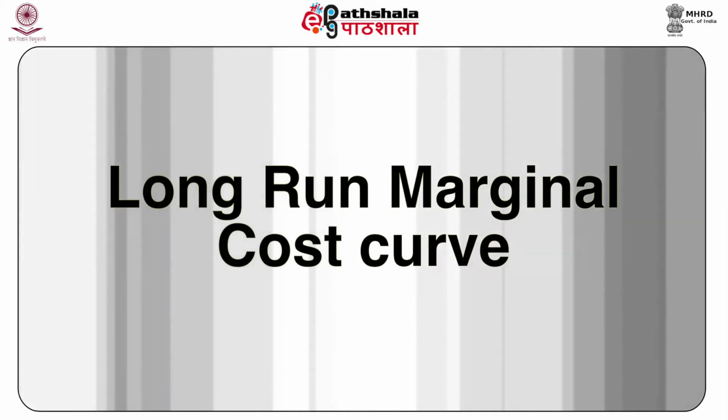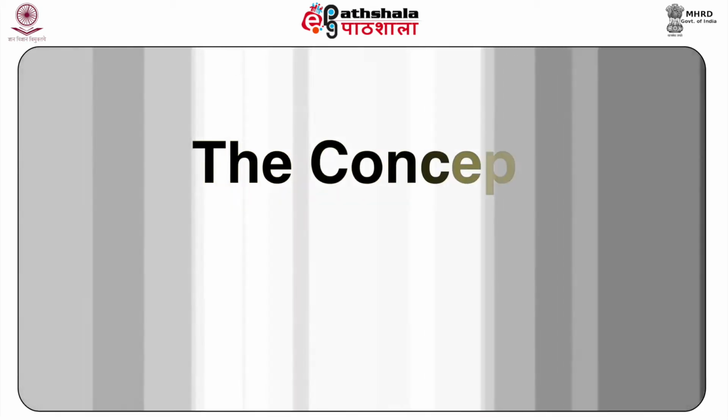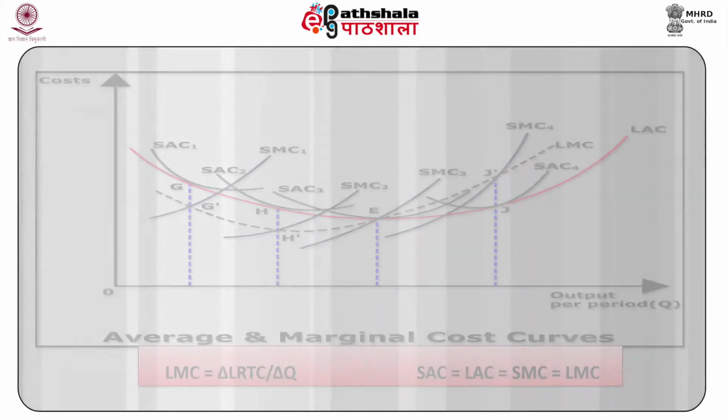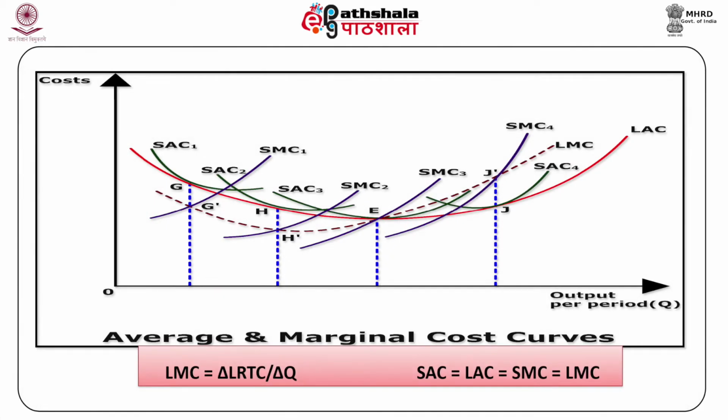Next is the long run marginal cost curve. The concept and derivation. The long run marginal cost, LMC, curve shows the additional cost incurred in the long run when one more unit of output is produced. It is defined as LMC is equal to delta LRTC upon delta Q, equation 4. It is the change in the long run total cost per unit change in output. It is derived from the short run marginal cost curves, SMC.